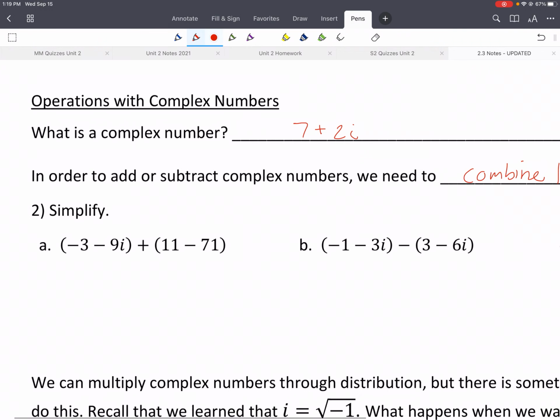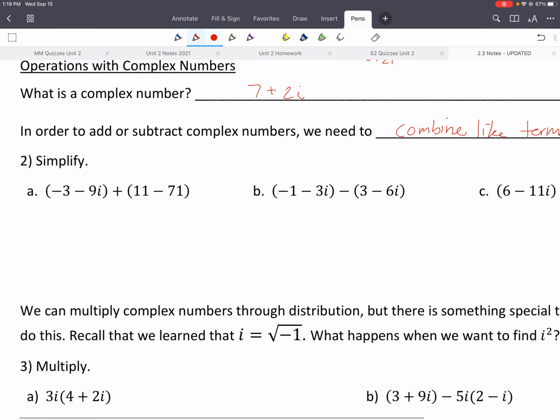Next we're going to talk about operations with complex numbers. So again, a complex number is something that has a real part and an imaginary part. And remember, everything is complex, so even 6 is a complex number. It's just that the imaginary part is 0. Or if we had 2i, that's complex. It's just that the real part is 0. All right. So we're going to figure out what happens if we add, subtract, and multiply complex numbers.